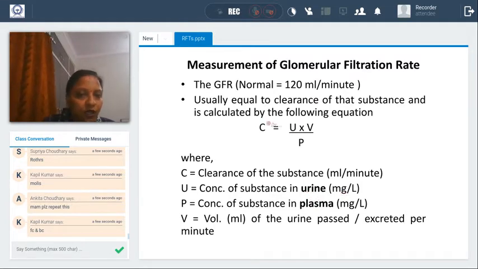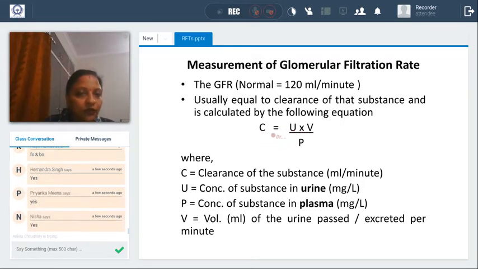Do you understand this formula? Now it is clear. Please write in the box. Do you understand? What is C is equal to U into V upon P? Okay.